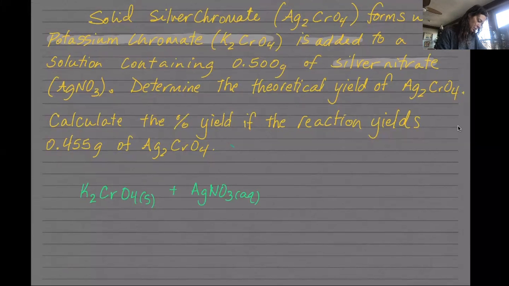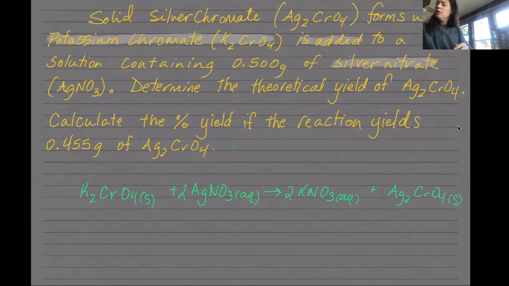Determine the theoretical yield of silver chromate. So let's look, what will we get here? Balanced chem equation. I will get potassium nitrate. That will be aqueous because I know my solubility rules. And the silver chromate, Ag2CrO4, will be a solid. We need to make sure our equation is balanced. Therefore, I need a 2 here and a 2 here. All right.